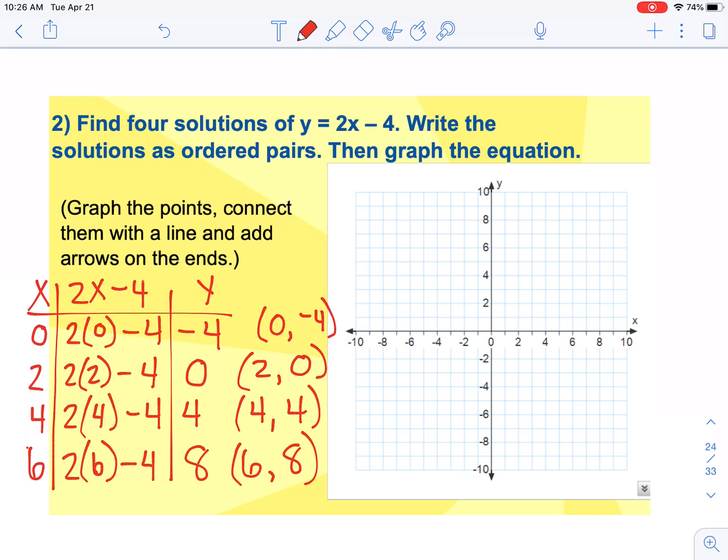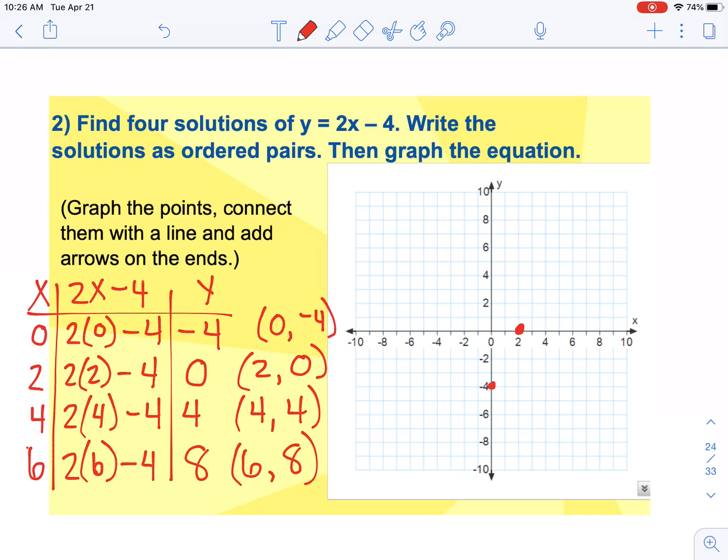We're not going left or right. And then negative 4 for y, so we're going to go down 4. So my first point, 0, negative 4. Then we have 2, 0. So it's a positive 2, so I'm going to go to the right 2. And I'm not going to go up or down because it's just 0 for y.